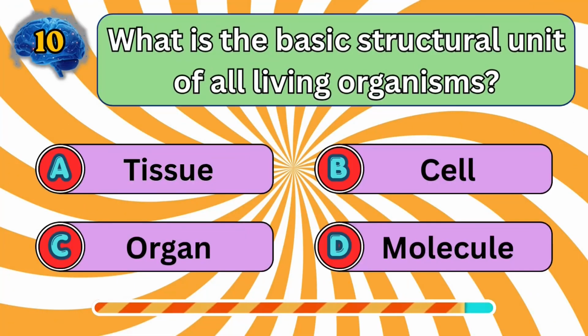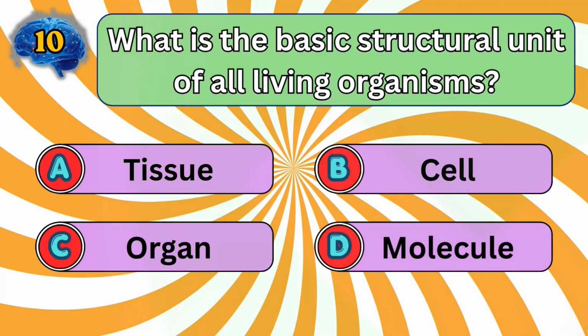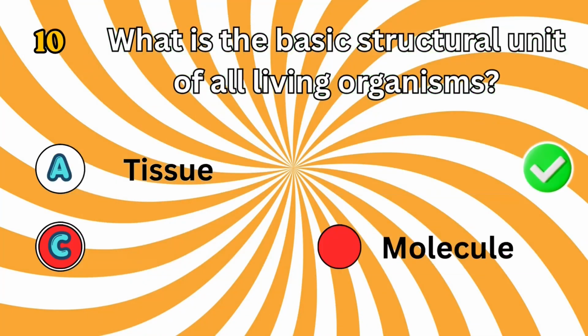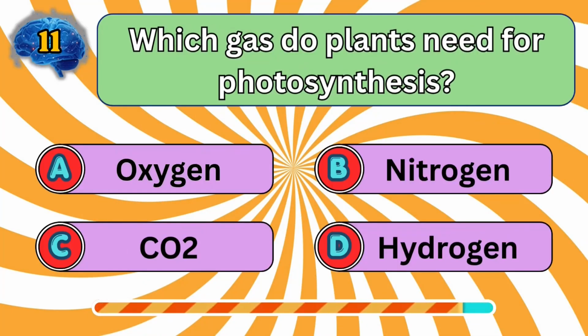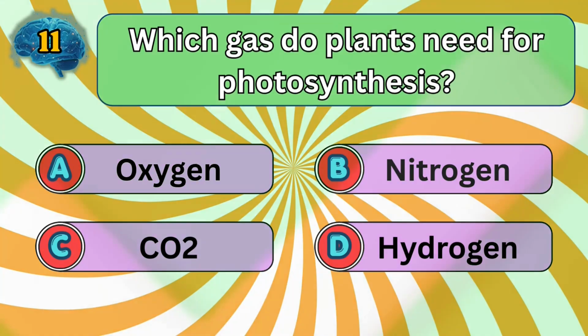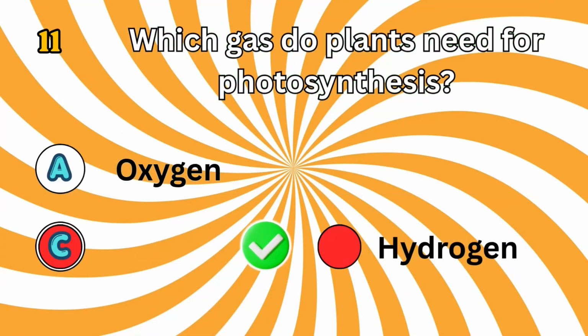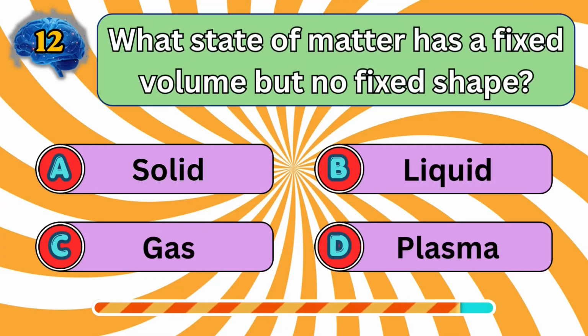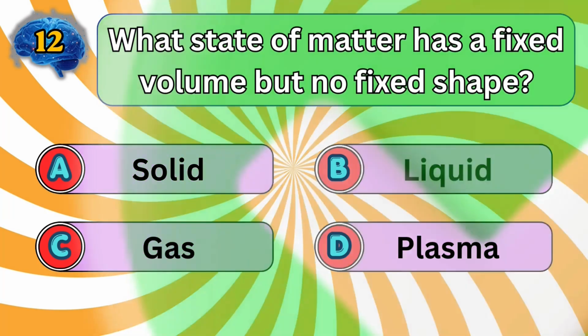What is the basic structural unit of all living organisms? The cell. Which gas do plants absorb from the atmosphere for photosynthesis? Carbon dioxide. What state of matter has a fixed volume but no fixed shape? Liquid.